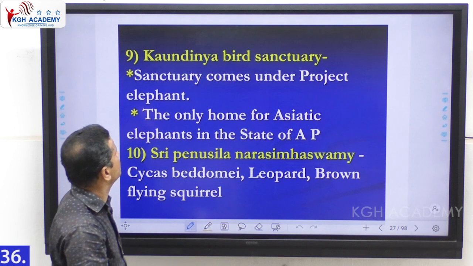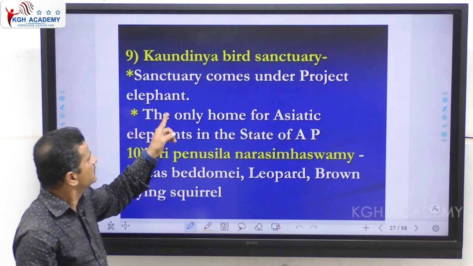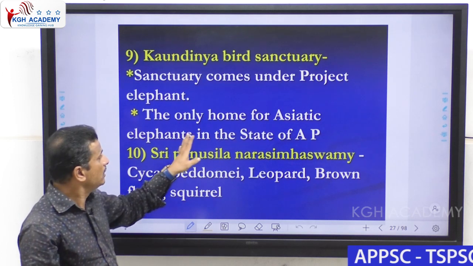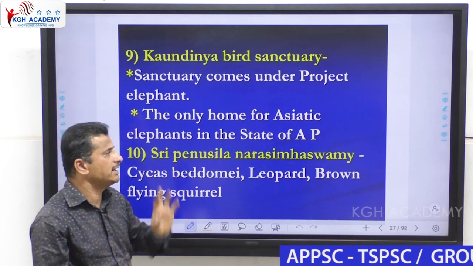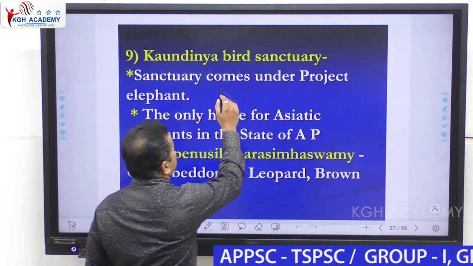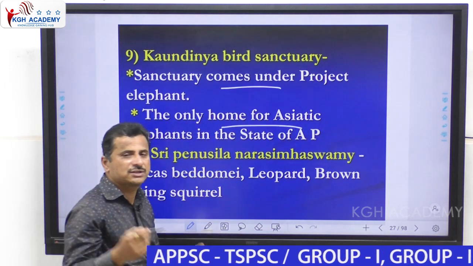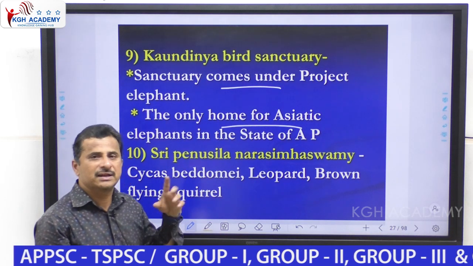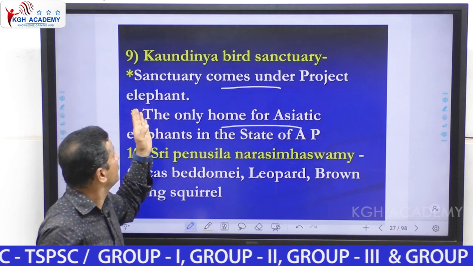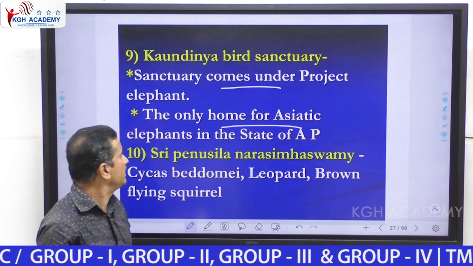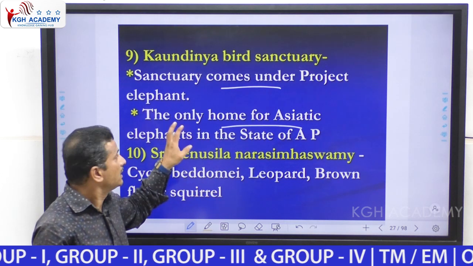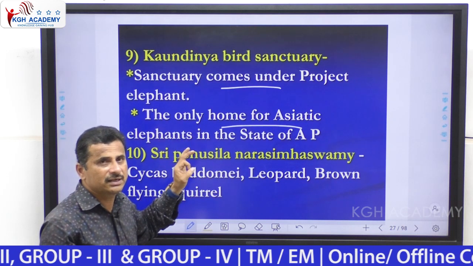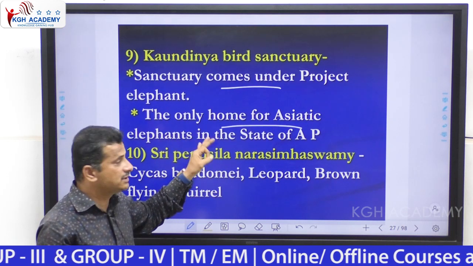And so next, Kaundinya Bird Sanctuary. This sanctuary comes under Project Elephant and is the only home for the Asiatic elephant in the state of AP. So this is a specialty. In whichever national park elephants are present, we can see the elephant biodiversity. So Kaundinya Bird Sanctuary comes under Project Elephant. The Government of India selected this sanctuary for Project Elephant.